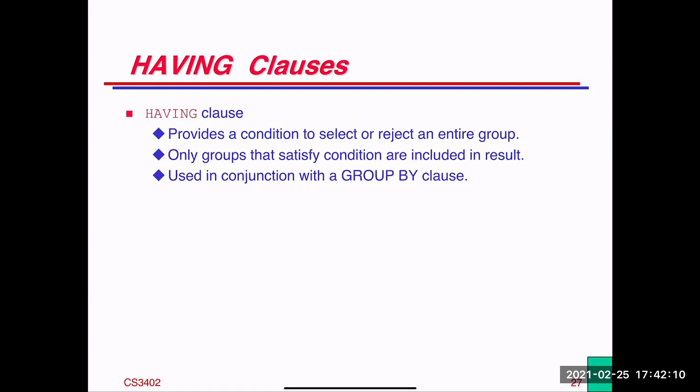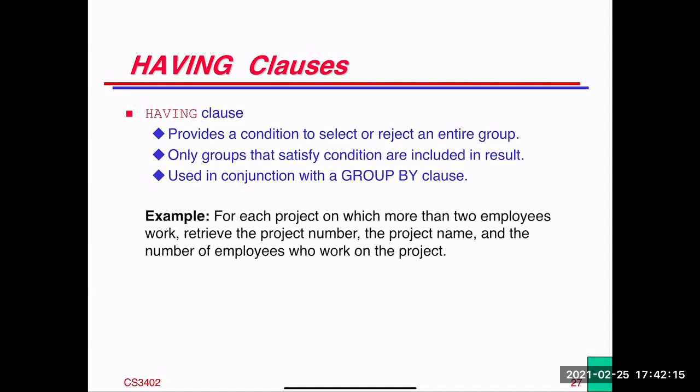Okay, so you have to use the having clause in conjunction with a group by clause. You can't use them separately. And again, it becomes clearer once we look at an example. So let's say for each project on which more than 2 employees work, we want to retrieve the project number, the project name, and the number of employees who work on the project.